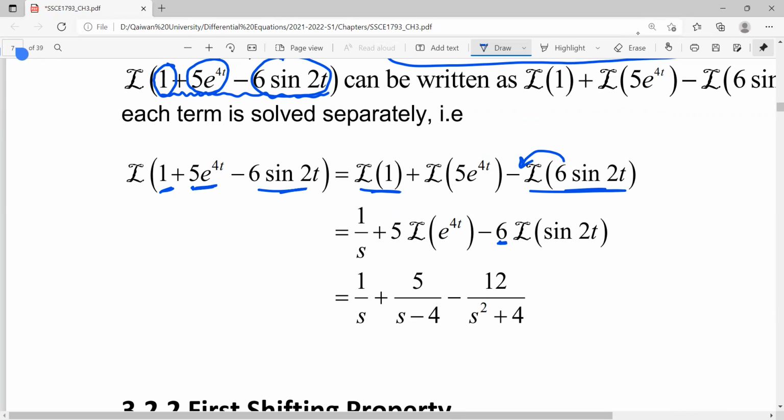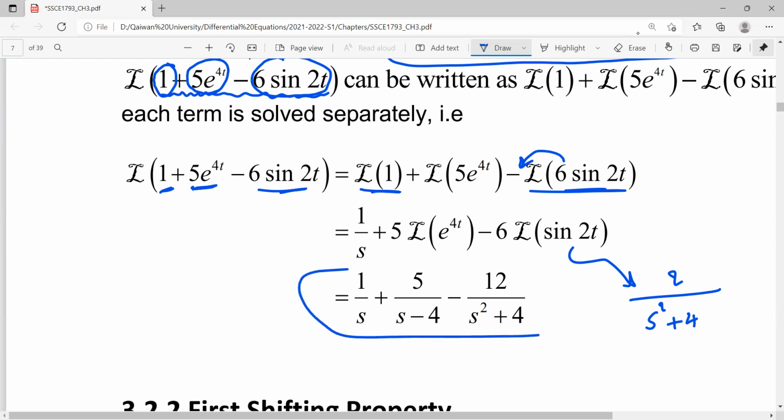The Laplace transform of e to the power 4t is 1 over s minus 4, and it's multiplied by 5. So you get 5 over s minus 4. And the Laplace transform of sine 2t, where a here is 2, is 2 divided by s squared plus a squared, which is 4, and it's multiplied by -6. We get minus 12 over s squared plus 4. So this is the result for that function.